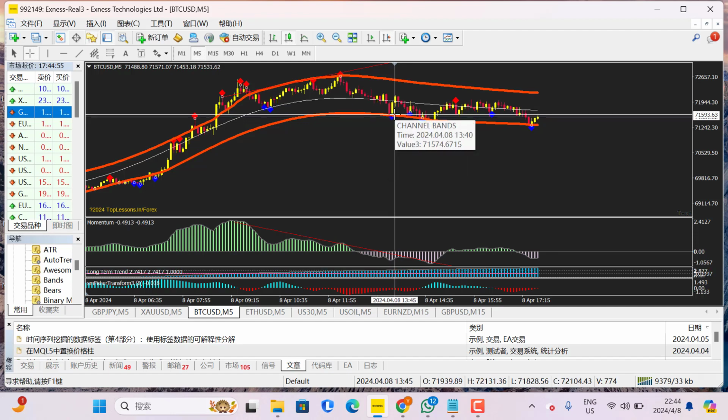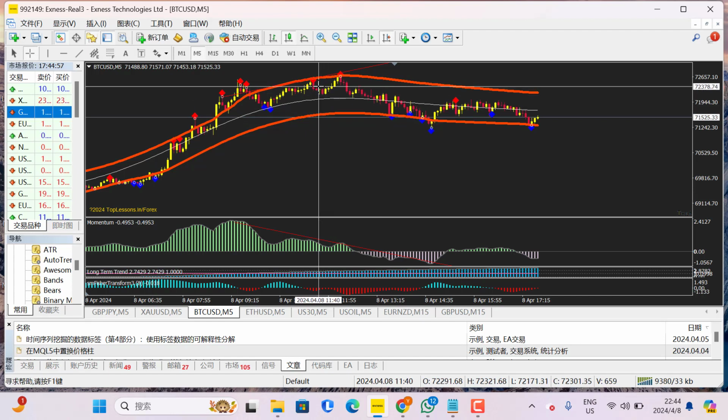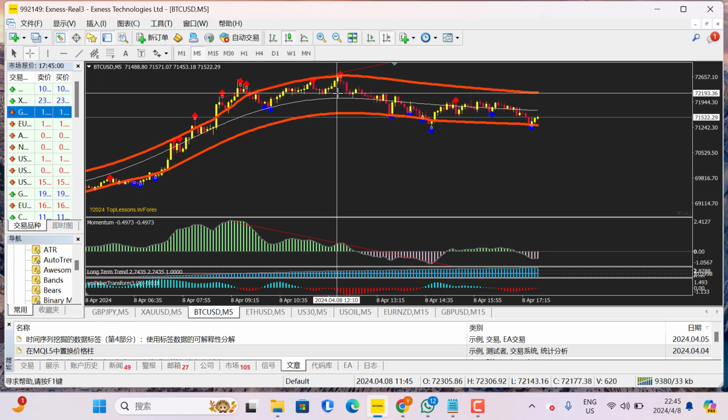I hope I have cleared up my today's entry, how I have taken my trade, and where I have put my SL and where I have put my TP.